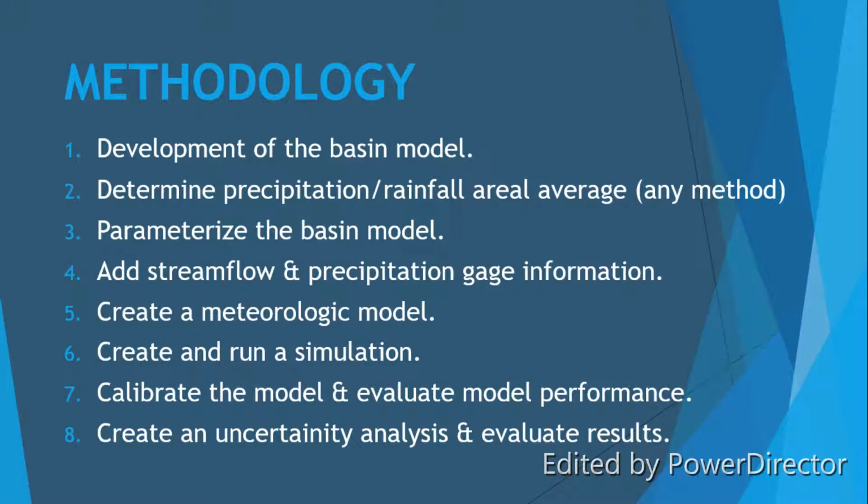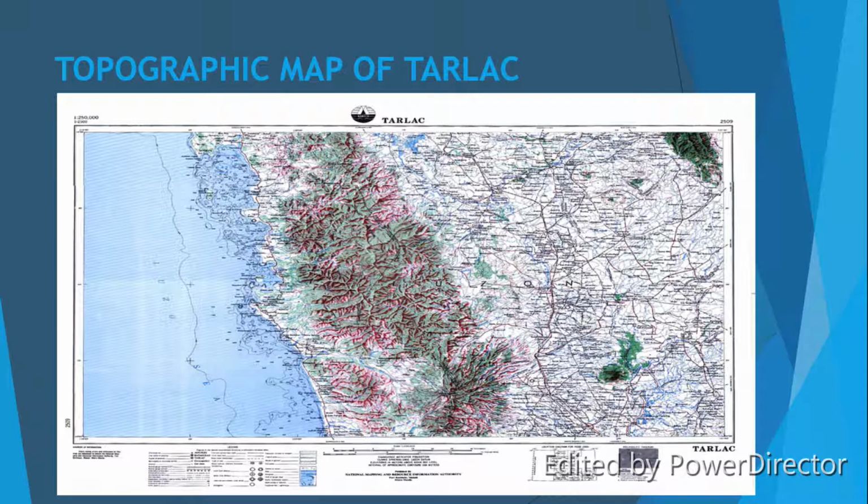These are the methods that we used. First, we developed the basin model. Second, we determined the precipitation or rainfall areal average. Third, we parameterized the basin model. Fourth, we added stream flow and precipitation gauge information. Fifth, we created a meteorologic model. Sixth, we created and ran a simulation. Seventh, we calibrated the model and evaluated model performance. And last, we created an uncertainty analysis and evaluated results.